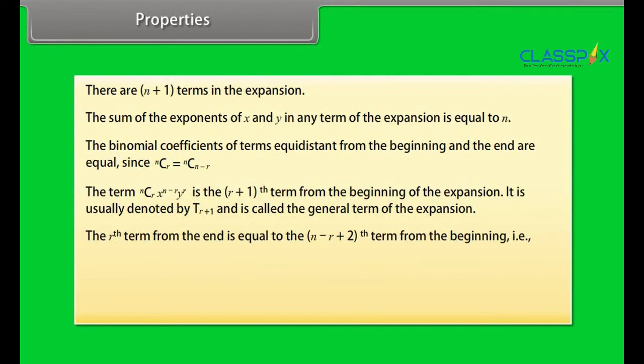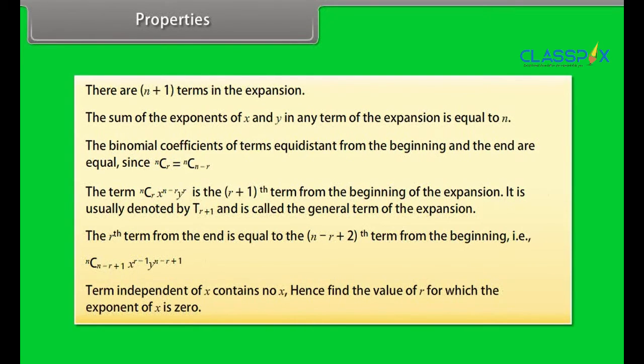The rth term from the end is equal to the (n − r + 2)th term from the beginning, that is, nCn−r+1 into x^(r−1) into y^(n−r+1). The term independent of x contains no x, hence find the value of r for which the exponent of x is 0.